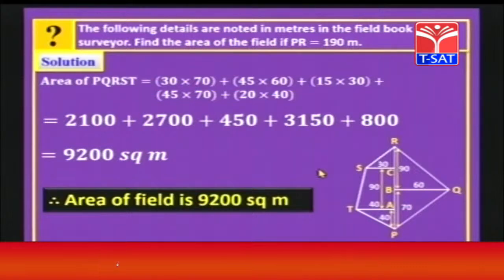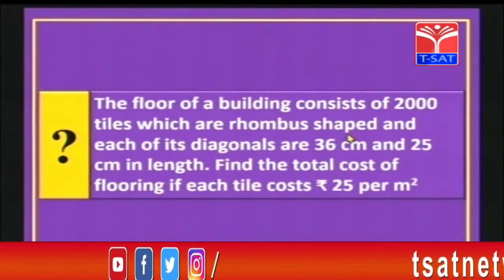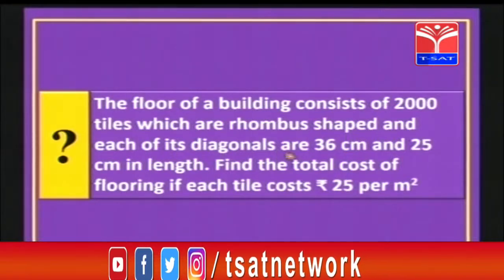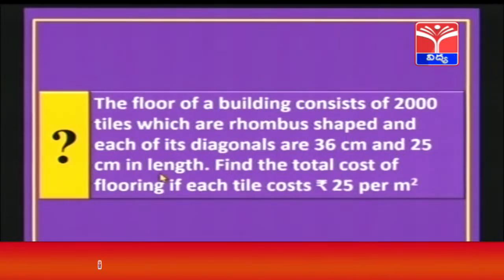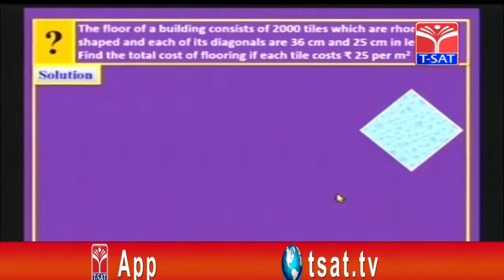Let us move on to our next problem, children. The floor of a building consists of 2000 tiles which are rhombus shaped, and each of its diagonals are 36 centimeters and 25 centimeters in length. Find the cost of flooring if each tile costs 25 rupees per meter square. Let us start with the solution.